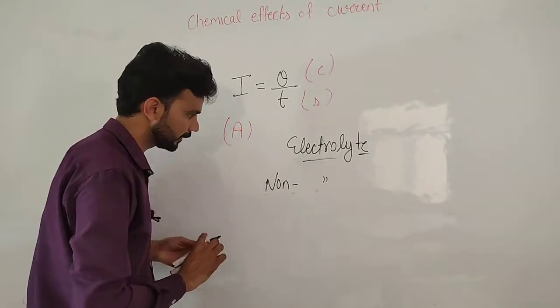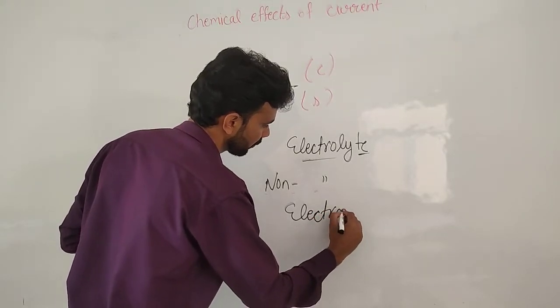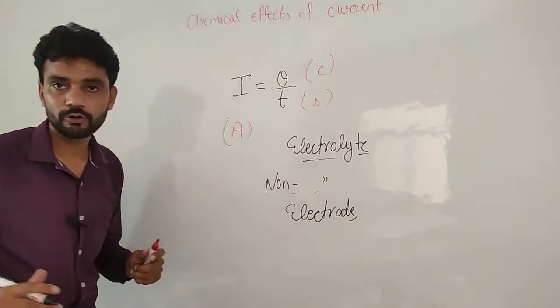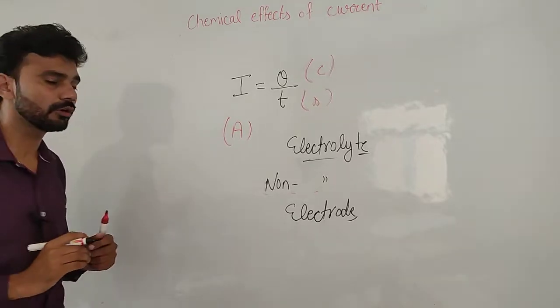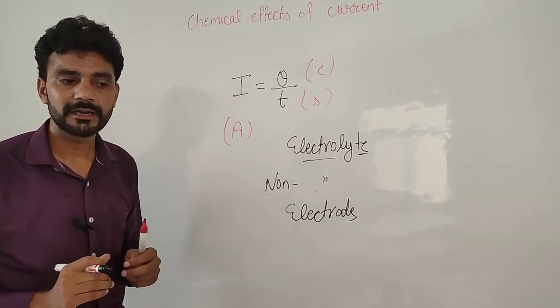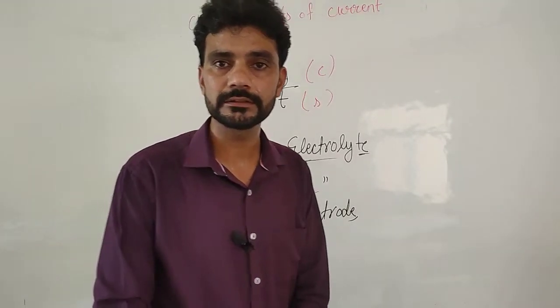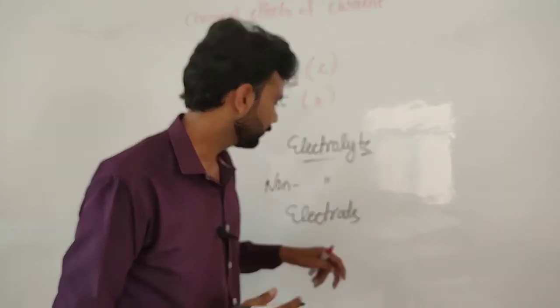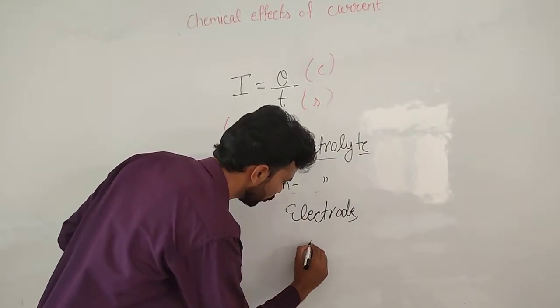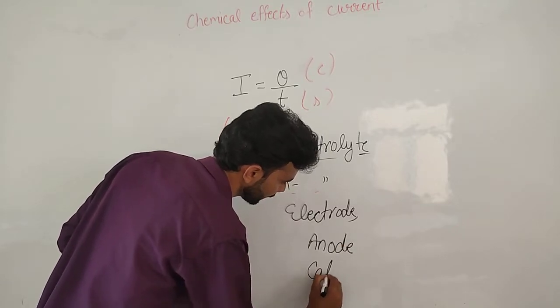After that, we studied the electrode. The metal wire or plate through which current enters or leaves is known as an electrode. We have two types of electrode, anode and cathode.